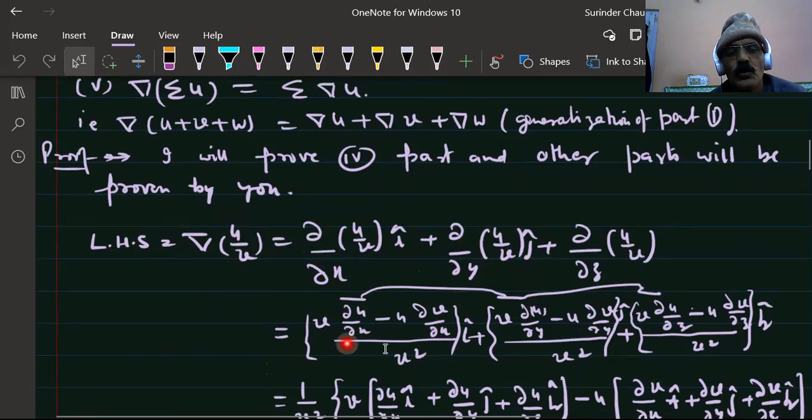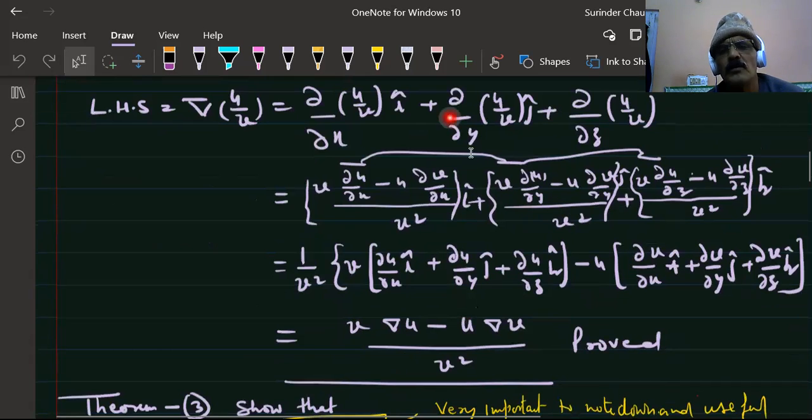Now the partial derivative of u upon v with respect to x, using the formula of differentiation, is denominator into partial derivative of u with respect to x minus u into partial derivative of v with respect to x, over denominator whole square, times i. Similarly, the partial derivative with respect to y of u upon v is denominator into partial derivative of numerator with respect to y minus numerator into partial derivative of denominator with respect to y, over denominator whole square, and similarly for z. The same formula we applied in the three components.